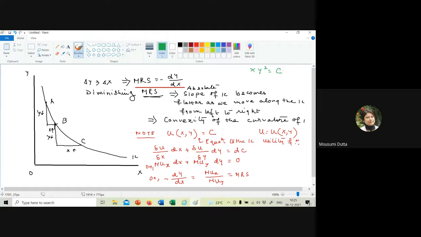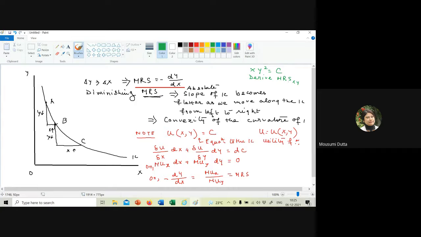Consider an indifference curve given by xy² = c. Derive the slope of the indifference curve. Or the question can be: derive the marginal rate of substitution, MRS subscript XY, the marginal rate of substitution between X and Y.